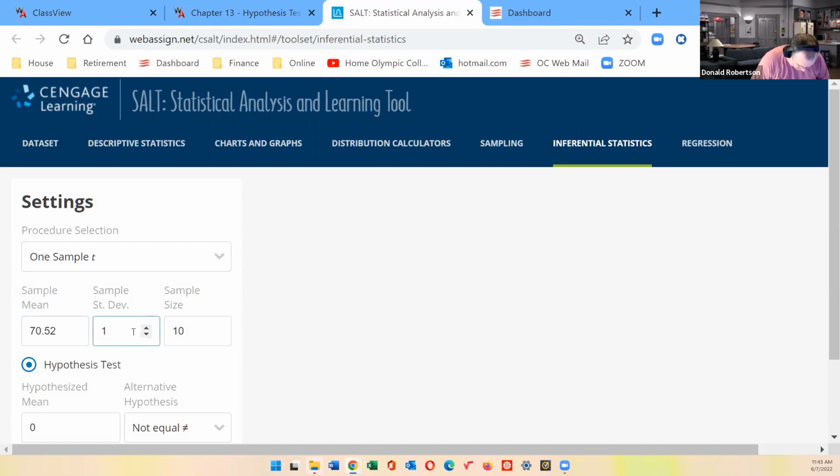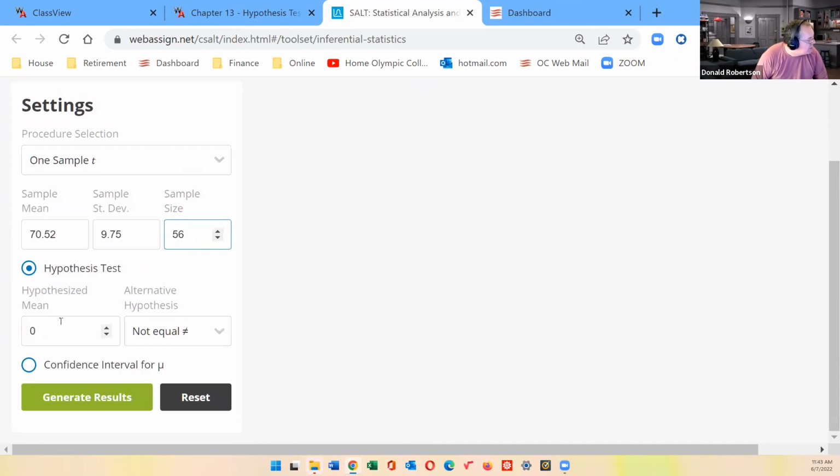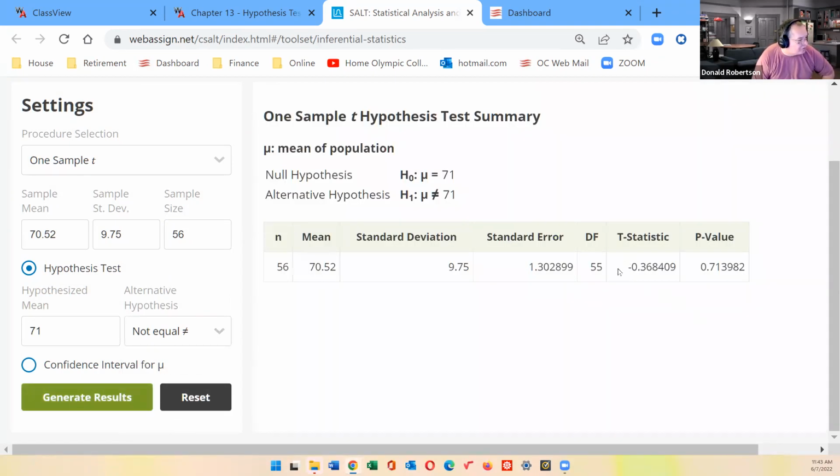The standard deviation was 9.75, and the sample size was 56. And this fella was 71. And we're testing whether or not, so that's a not equals to. And I'll generate the results. And here is the T statistic, which isn't that interesting.